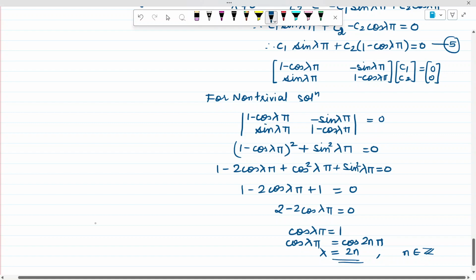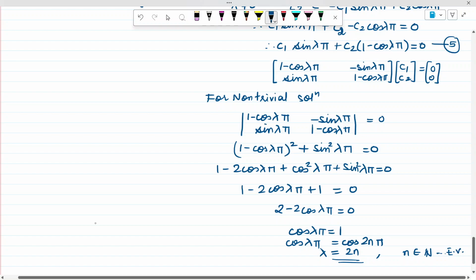And because cos is an even function, I may neglect the integers part and write only even numbers here. Because I have taken a separate one for negative 1 and cos is an even function, even if you put a negative number, it's going to give me the final answer as positive. So lambda equal to 2n is going to work here. So these are your eigenvalues.